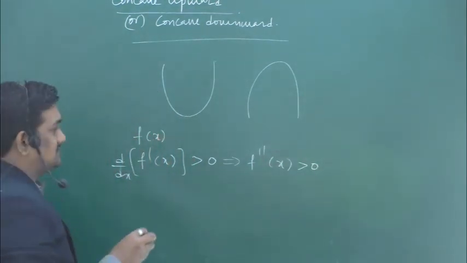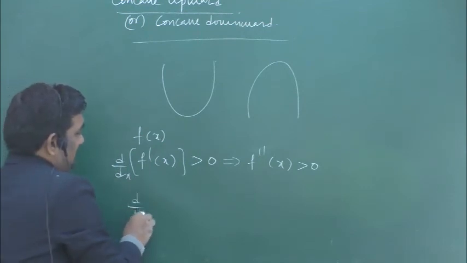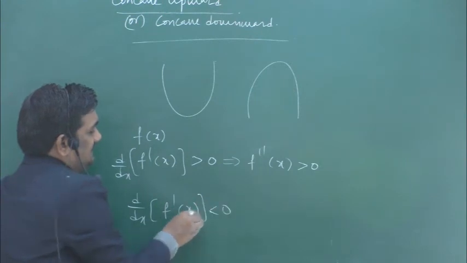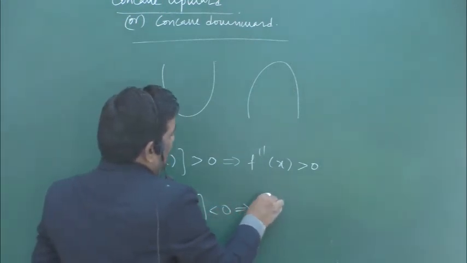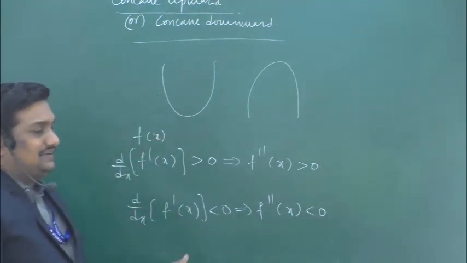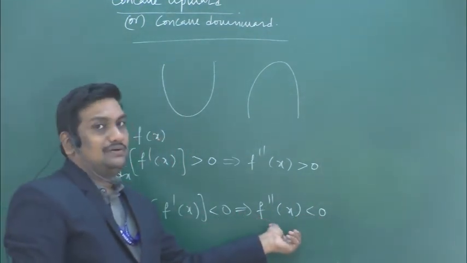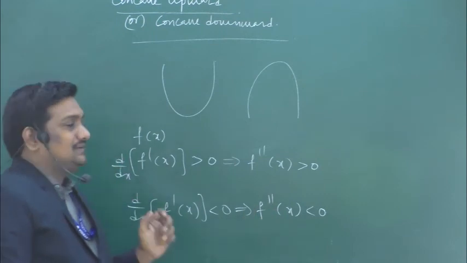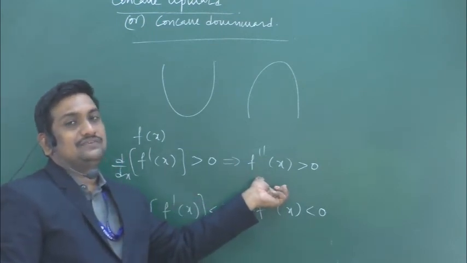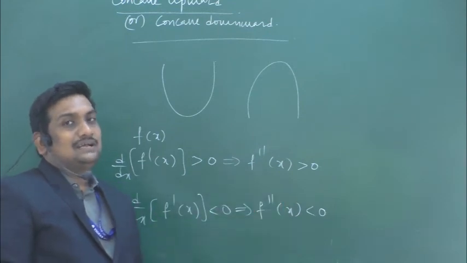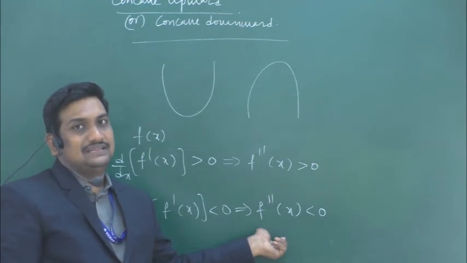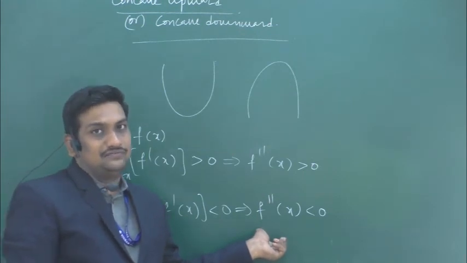Suppose the derivative of the first derivative is negative, that is f double dash of x is negative, then we can say that the function is concave downwards. If the second derivative is positive for every x value, then the function is concave upward. If the second derivative is negative for every x value, then the function is concave downward.